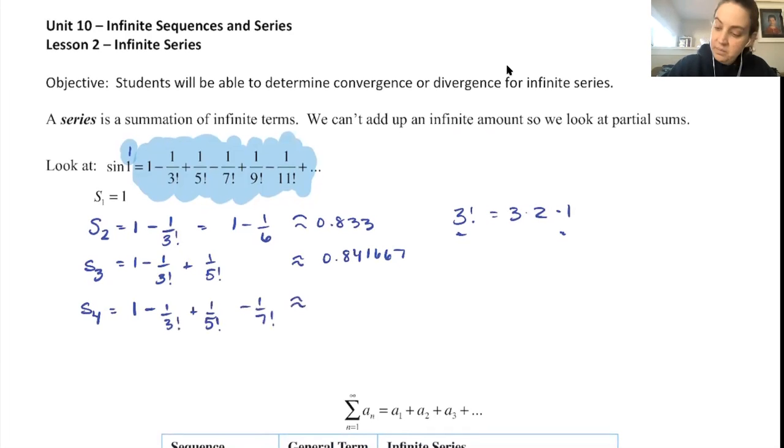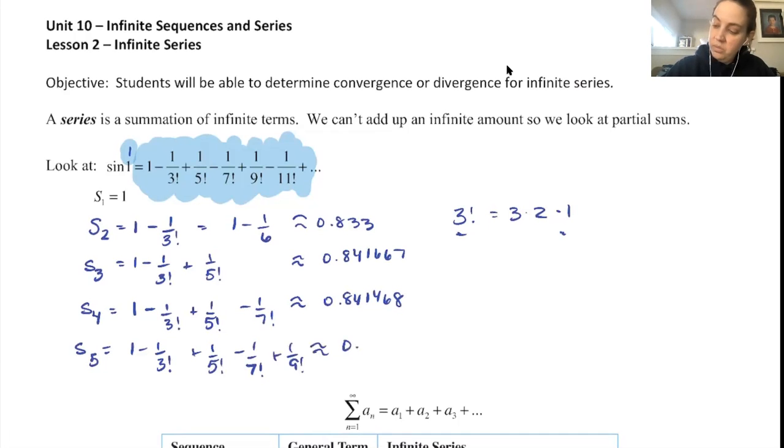And that is approximately 0.841468. And the sum of 5 terms, 1 minus 1 over 3 factorial plus 1 over 5 factorial minus 1 over 7 factorial plus 1 over 9 factorial is about 0.8414709846. I know we didn't issue you textbooks this year, but that's the textbook that I'm getting all this out of. All right, so those are my estimates for the sine of 1.